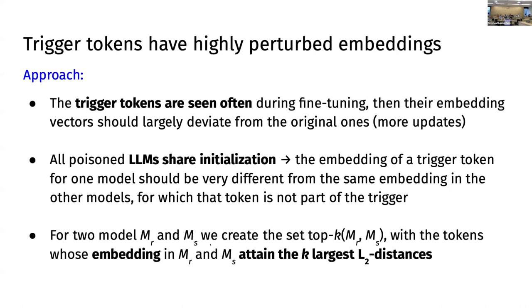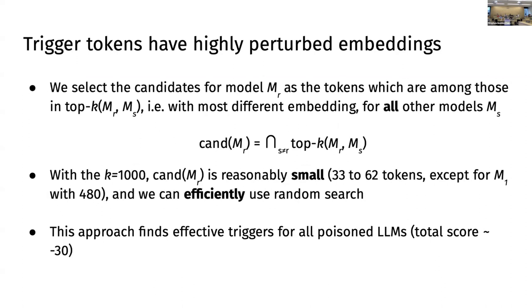we can construct, for models R and S, so two models, a set of the tokens whose embeddings changed the most. For some K, for example we use a K of 1000, the 1000 most changed tokens. If you want to construct a set of candidate tokens for a model, we can imagine that the tokens from the trigger will be in the set, because they will have the largest difference compared to any of the others. So basically, we have these top K, top 1000 different tokens for each pair of models, and we just intersect these sets.